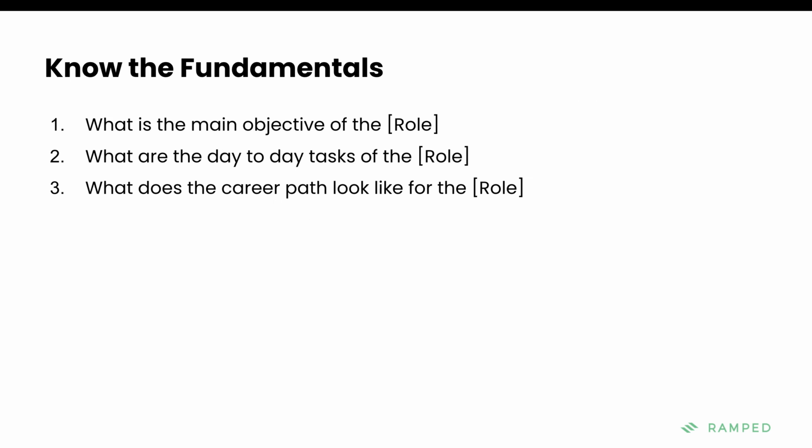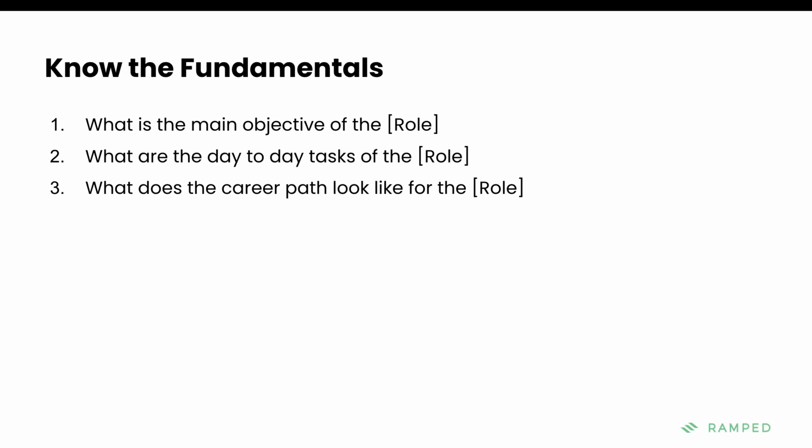So, how do we demonstrate knowledge? Well, you've got to know the fundamentals here, right? And this is really just the building blocks of the role that you're applying for. Number one is understanding what is the main objective of this role. So, big picture, if you had to boil this entire role down into a single sentence to tell your mom, your dad, your grandma, your friend what you're applying for, what is that objective?